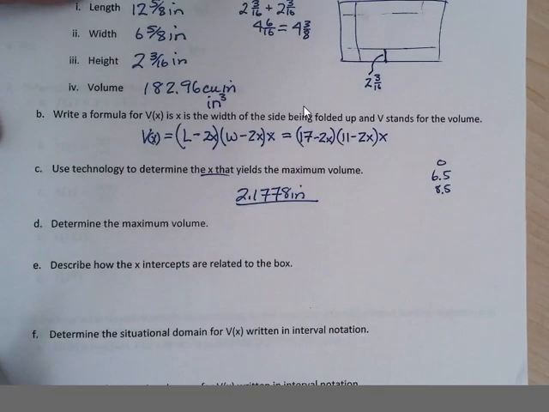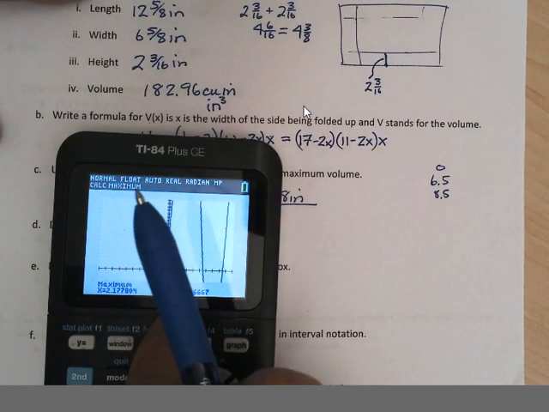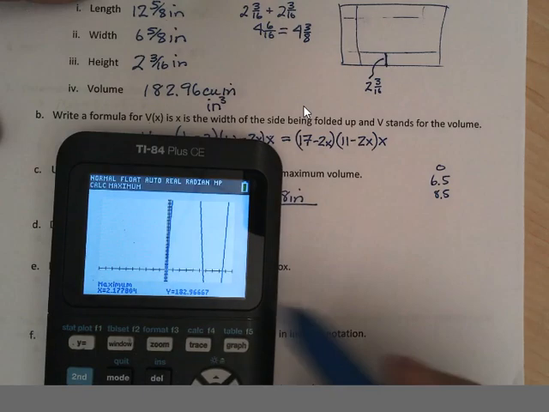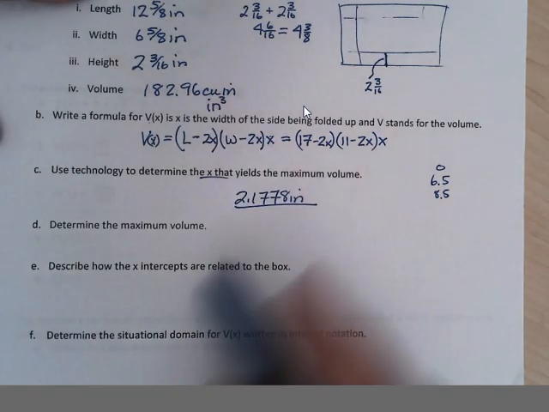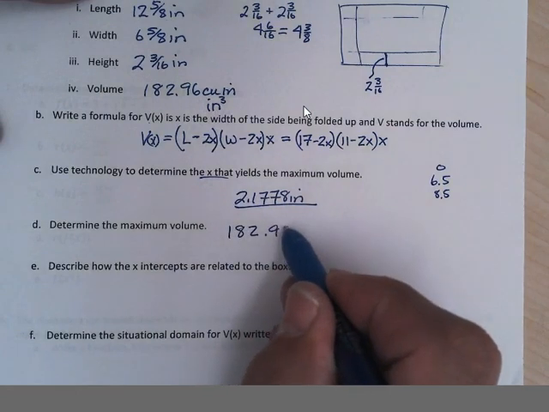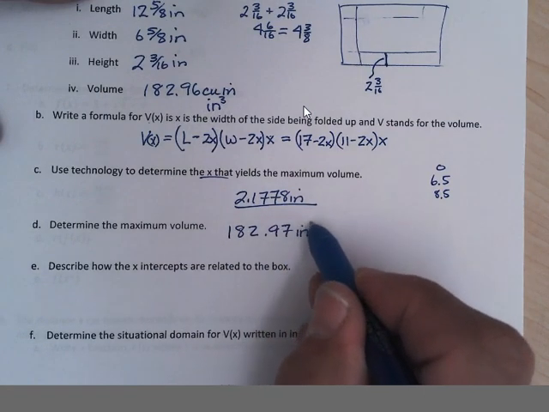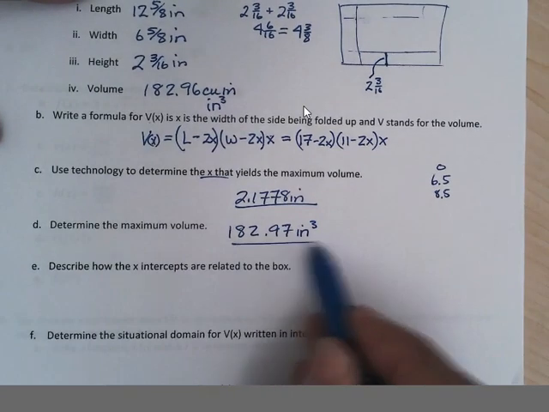Determine the maximum volume. So we would then get this number, 182.96666. 182.97 inches cubed, cubic inches, either way.